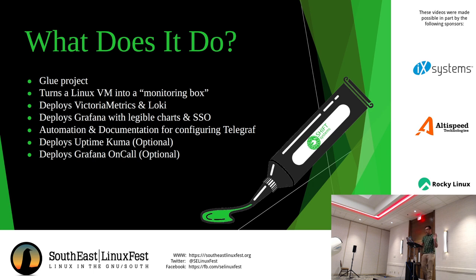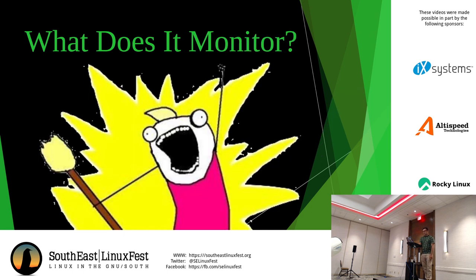Optionally, you can deploy Uptime Kuma if you need small-scale black box monitoring checks, so things like an HTTP request or anything like a ping, something like that. And then Grafana OnCall if you need to send a heartbeat out to Grafana Cloud to make sure your stuff's still running, or if you have complicated notification preferences, like if this person doesn't answer for 20 minutes, notify this person or notify everybody. So what does it all monitor?